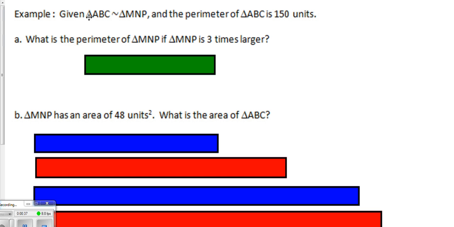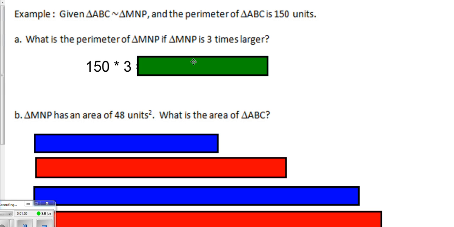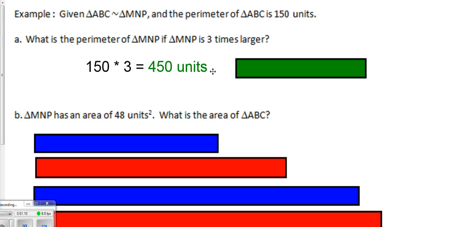So if we have two triangles, ABC, which is similar to triangle MNP, and we know that the perimeter of ABC is 150 units. Part A, what is the perimeter of MNP if MNP is 3 times larger? Well, perimeter is the same scale factor as the regular scale factor. So if this perimeter is 150, we would just do 150 times 3, because MNP is 3 times larger. So it would be 450 units.